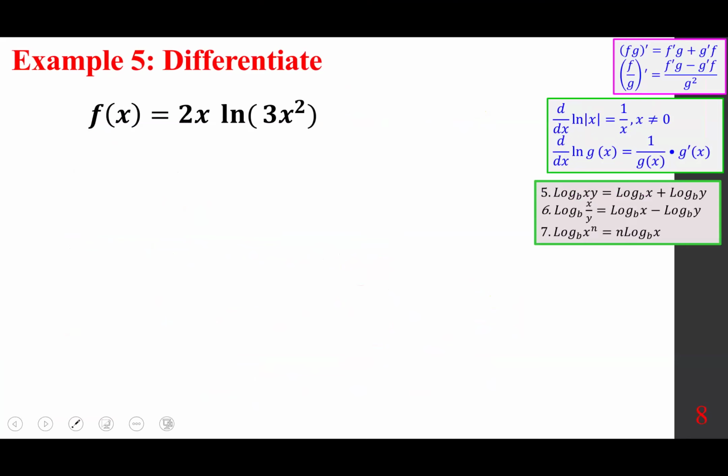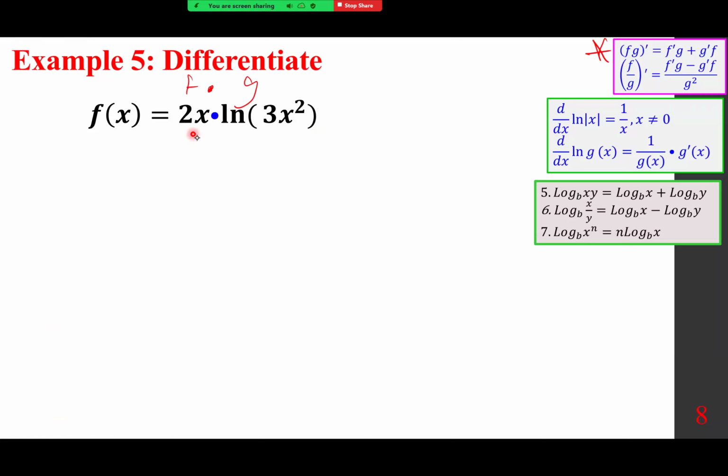Differentiate f of x equals 2x times ln of 3x squared. Although ln of 3x squared can be decomposed into ln 3 plus 2 ln x, it's easier actually to keep it this way for this case. So we are going to throw in a raised dot between 2x and ln of 3x squared. So therefore, we are using the product rule where this is f, this is g. We are using the product rule on that.